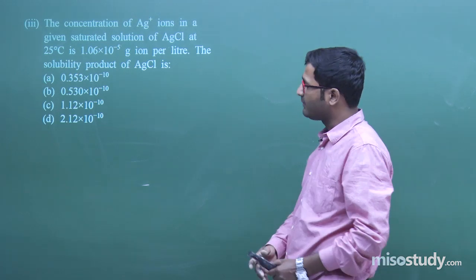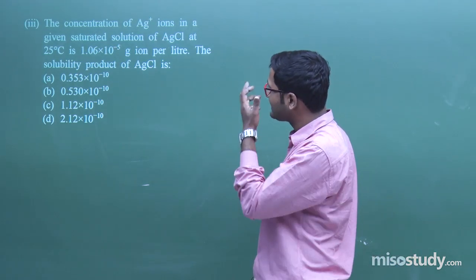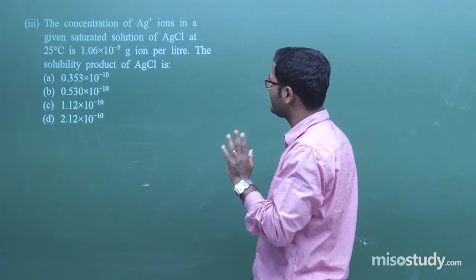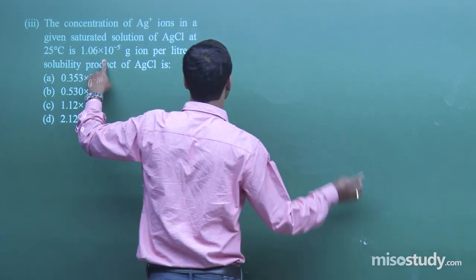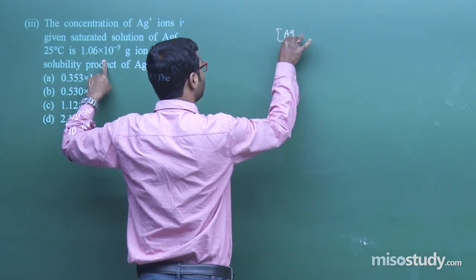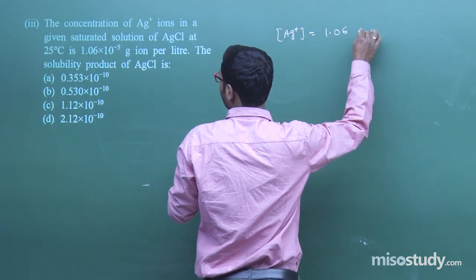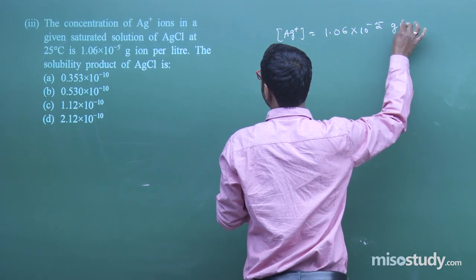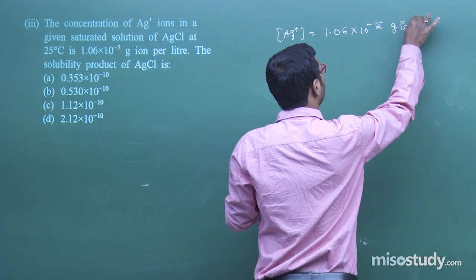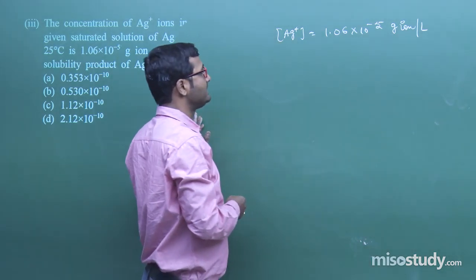What is the question? Question number 3. Read the question carefully. The concentration of Ag plus ion in a given saturated solution of AgCl at 25 degrees Celsius is given as 1.06 into 10 to the power minus 5 gram ion per liter. Okay, the solubility product of AgCl.